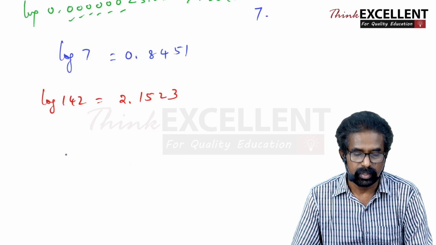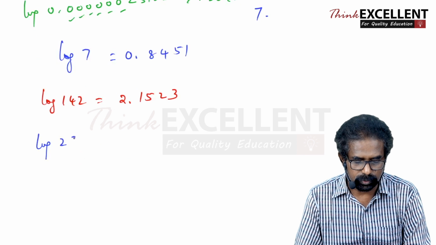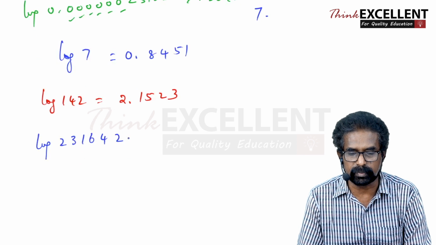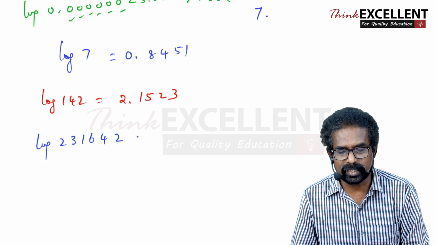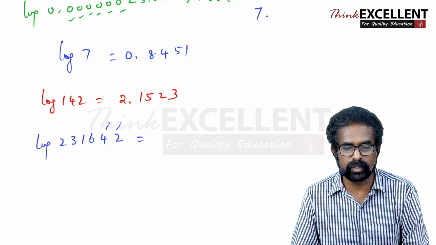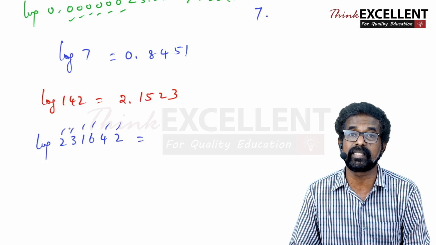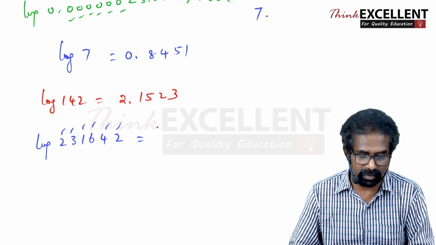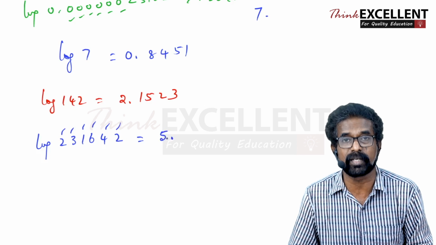Suppose the question is log of 2, 3, 1, 6, 4, 2. The point is at the end. Before the point, how many digits? 1, 2, 3, 4, 5, 6 digits. Six digits, so reduce 1, that gives 5. So the characteristic is 5.